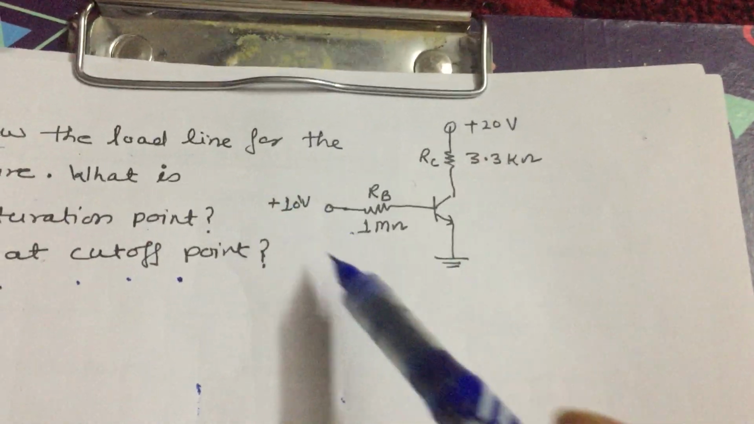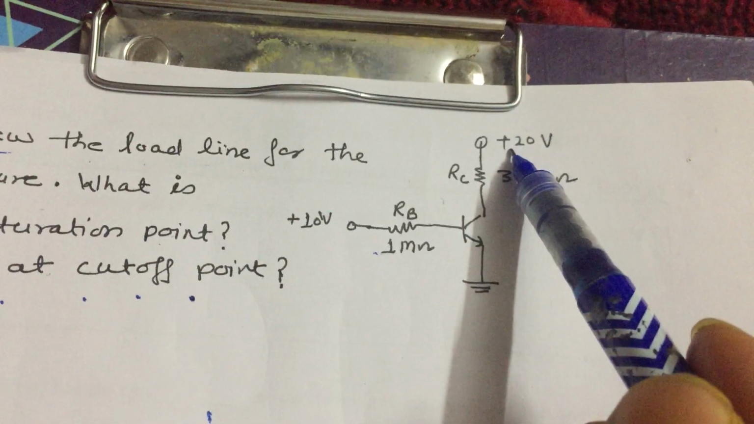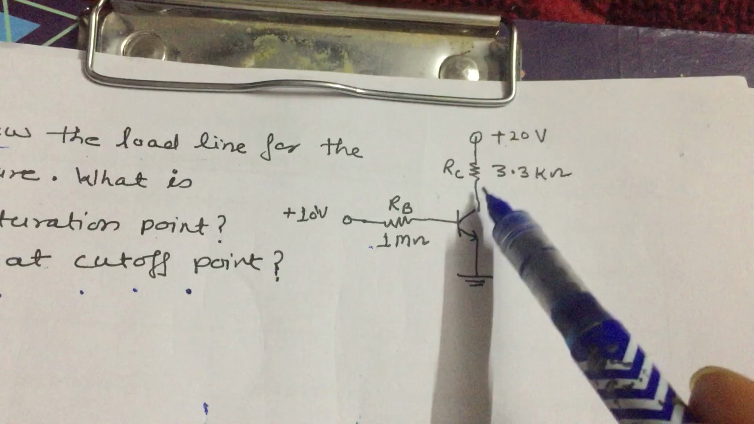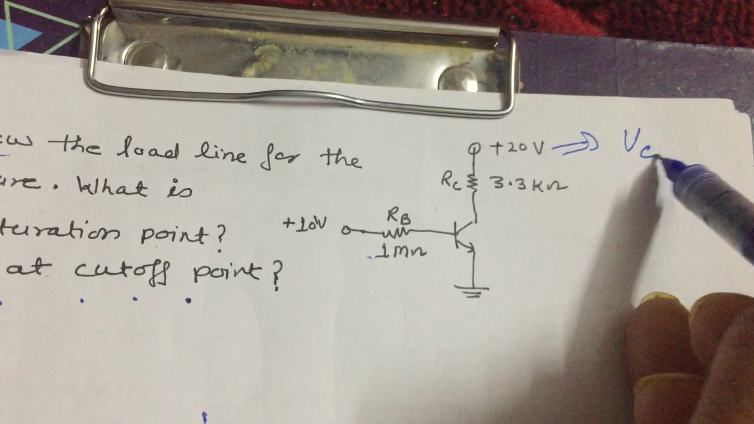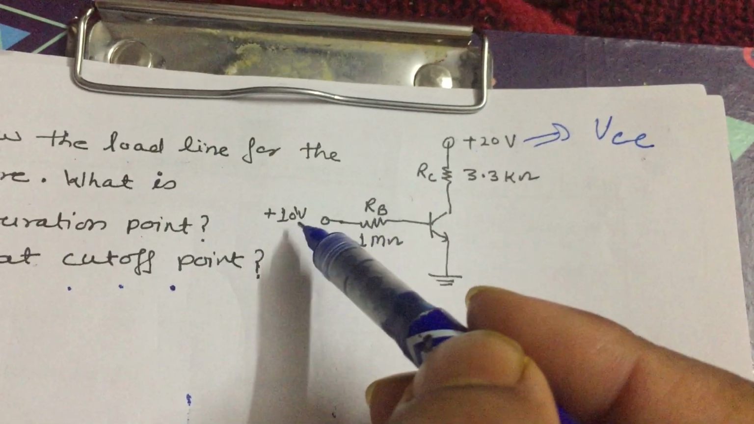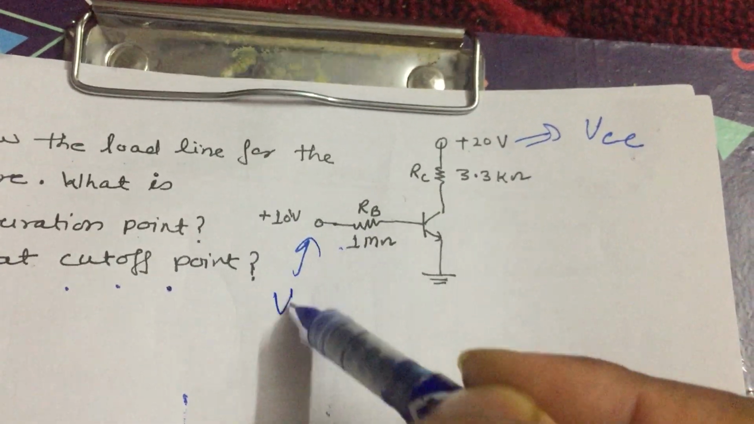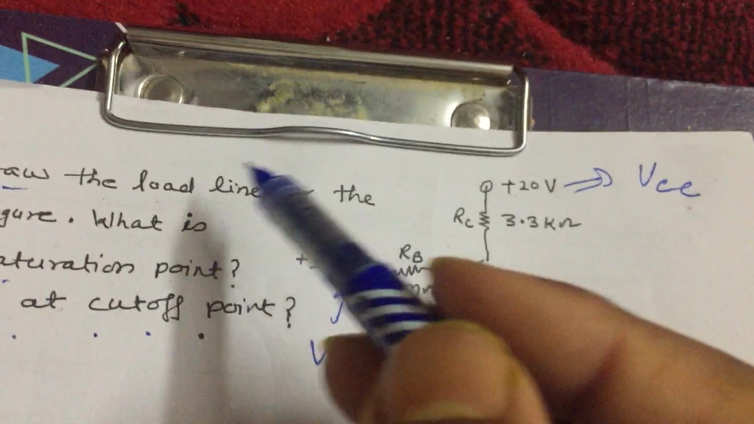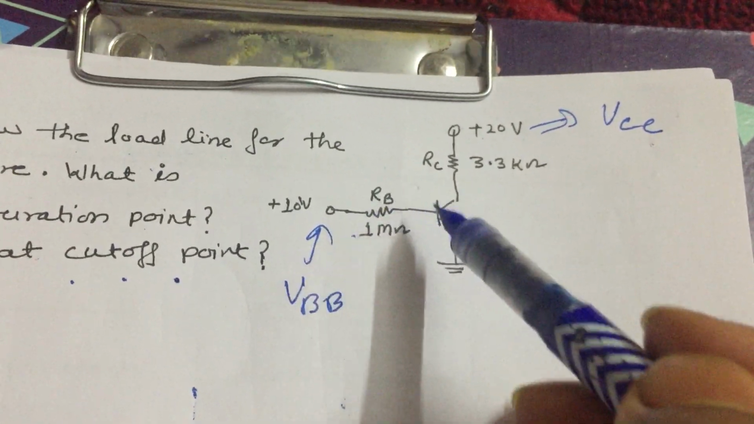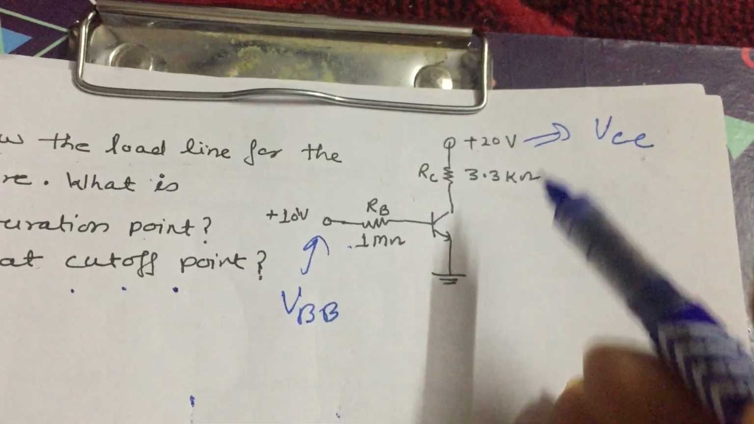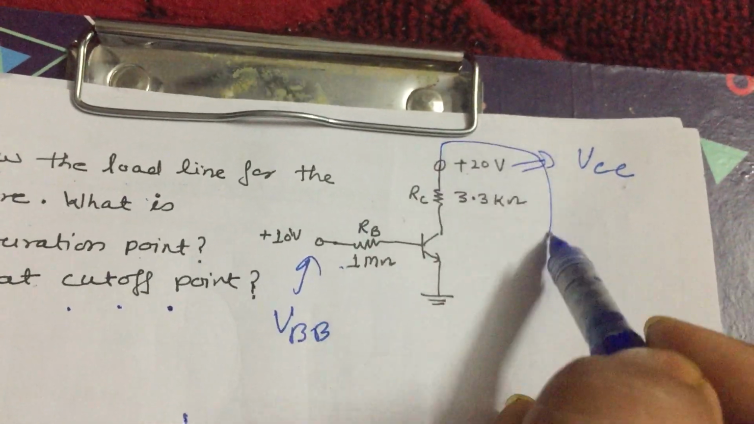Now in this circuit, here is a plus 20 volt. So what is this? It is connected to the collector, so actually this is VCC. Here is 10 volt. So in this circuit we have to draw the load line. To draw the load line we don't require the input loop. We require only the output loop. So this circuit is just like this.